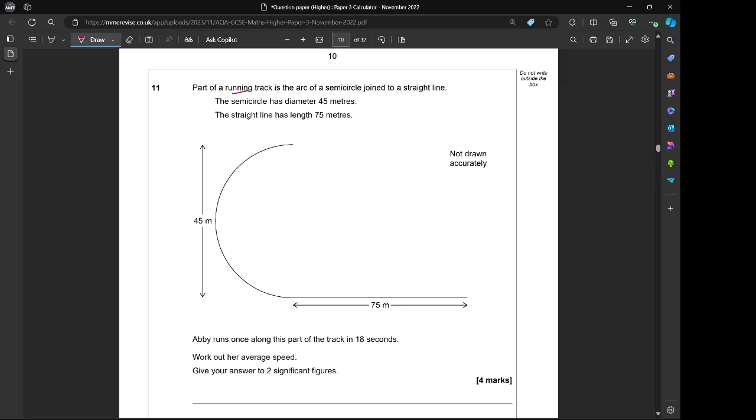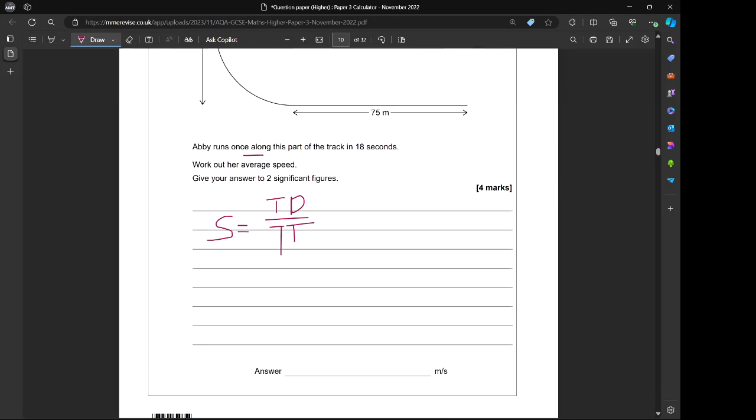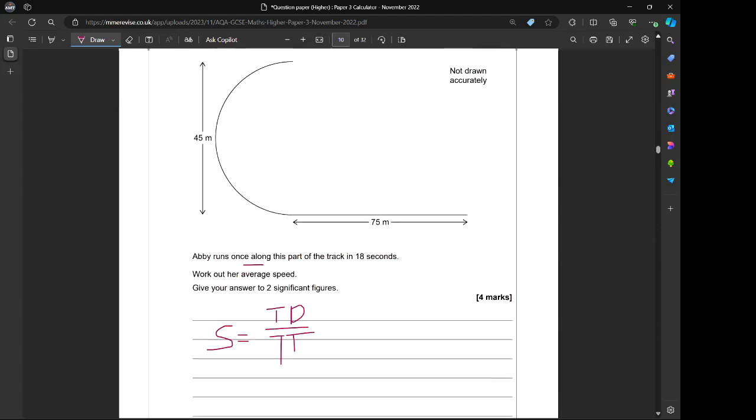Question 11. Part of a running track is the arc of a semicircle joined to a straight line. The semicircle has diameter of 45 meters. The straight line has a length of 75 meters. Abby runs once along this part of the track in 18 seconds. Work out her average speed. So speed equals total distance over total time taken, giving our answer in meters per second.